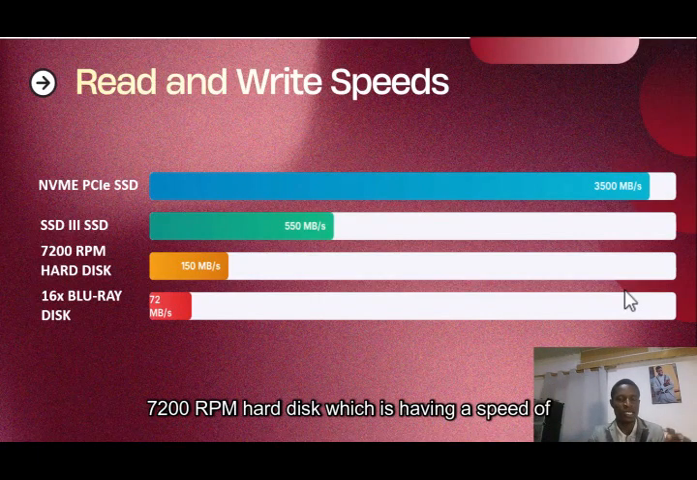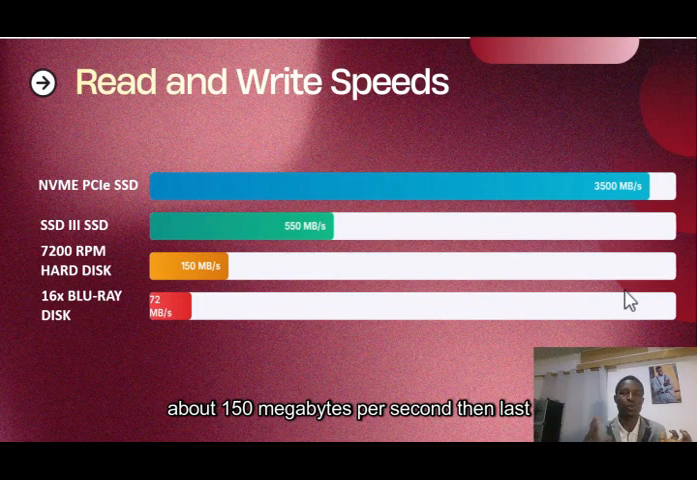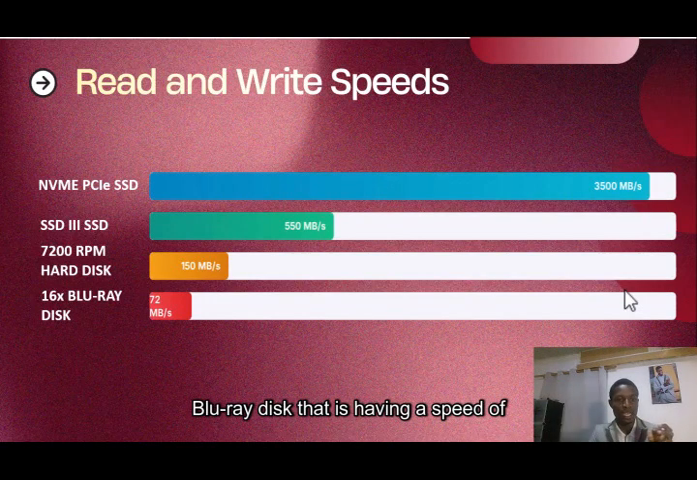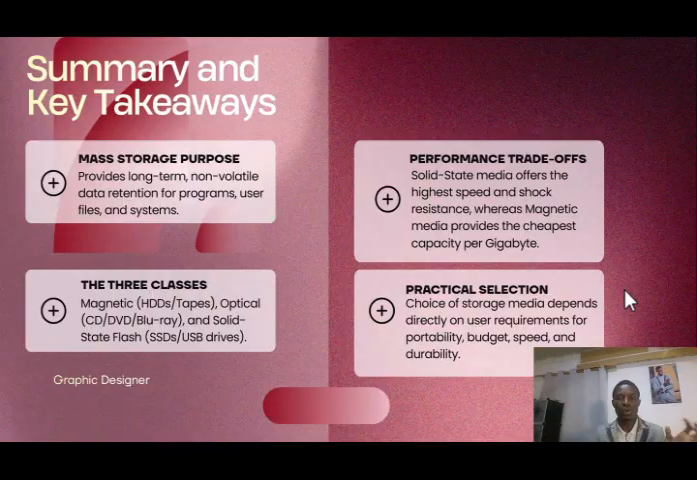Then we'll talk about the 7200 RPM hard disk, which has a speed of about 150 megabytes per second. Then last but not least, we'll talk about a 16x Blu-ray disc, which has a speed of 72 megabytes per second. So thank you for staying with me.